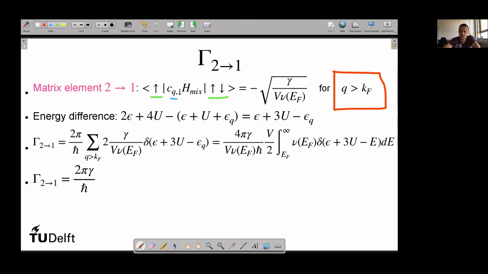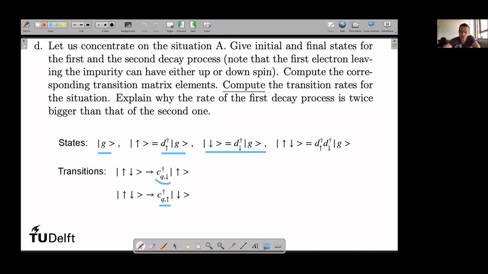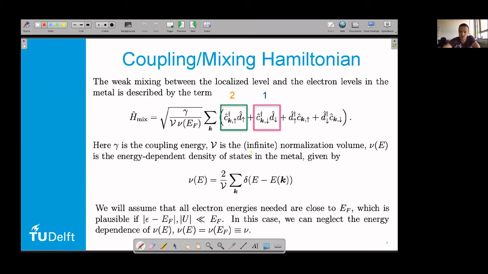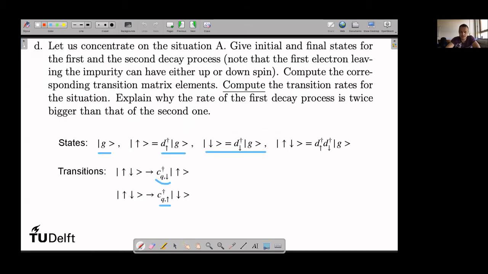Hopefully I did not make any mistakes, and it was clear which term in the mixing Hamiltonian will give you this non-zero contribution. So I have denoted it with a specific color here on the left, and I'm going to show you which term contributes to the matrix element. So it's this term in pink. This will be the non-zero term that will contribute to the matrix element in this transition.